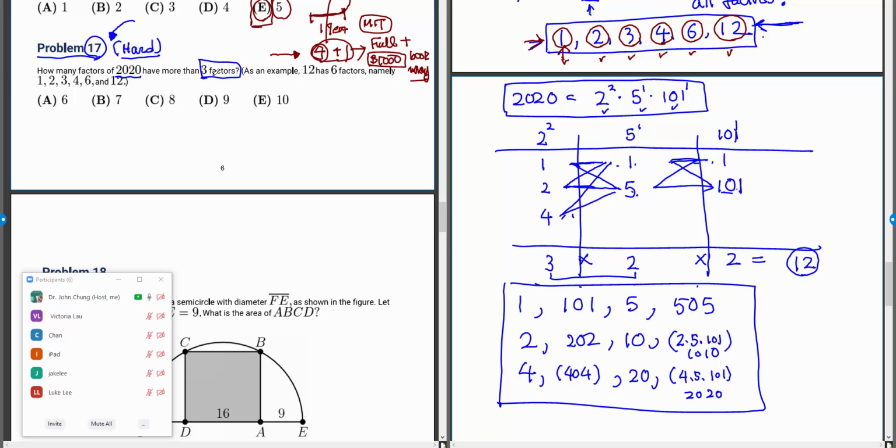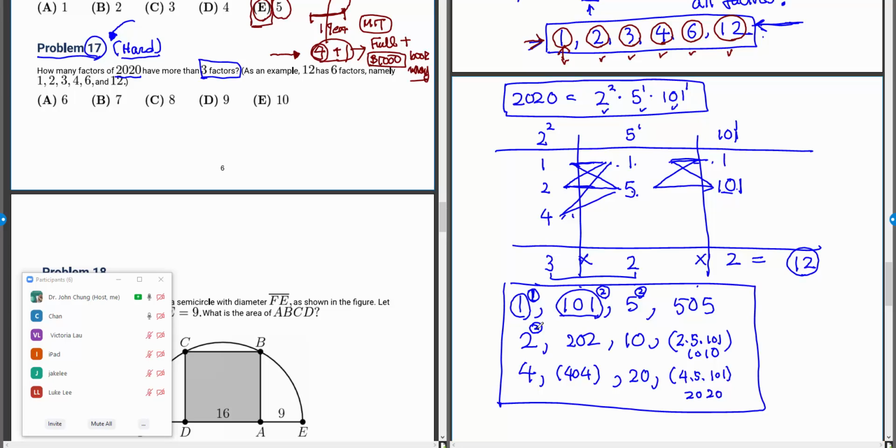Now check it out. Number 1 is what? How many factors? Only 1 factor, right? 1. What about 101? It's a prime. Only 2 factors, 1 and itself. What about 5? Also prime. It has 2 factors, 1 and 5. The number 1 has only 1 factor. A prime number always has 2 factors, 1 and itself, okay? 5 has 2 factors, 2 has 2 factors, right?